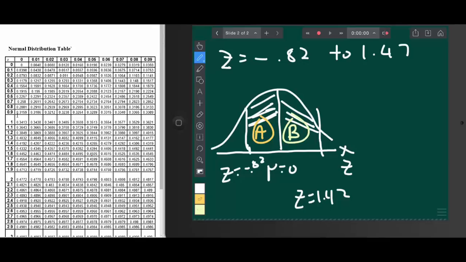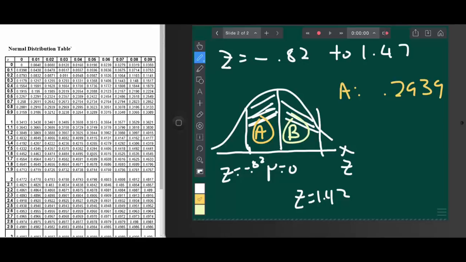For area A, we'll just go to the z table and look over at 0.82. I'm over here on the left-hand side of the screen, just go from z down to 0.8 and then over to 0.02, and you should see 0.2939 over here. So area A is equal to 0.2939.